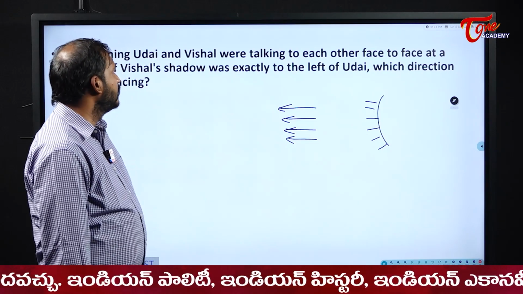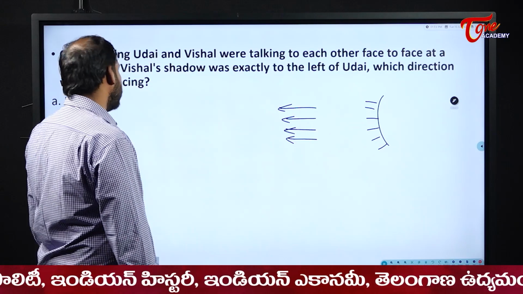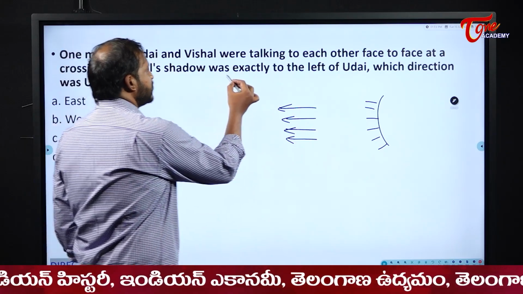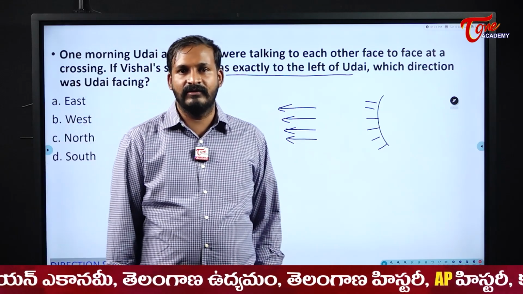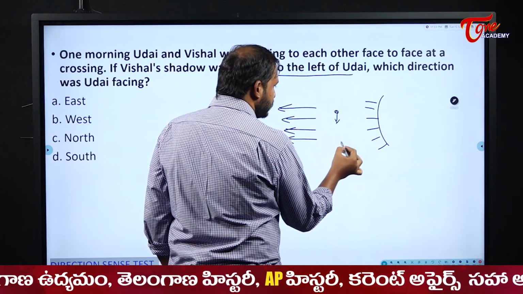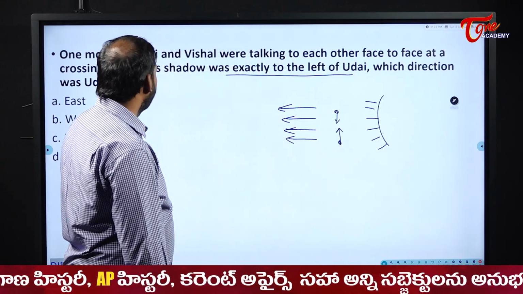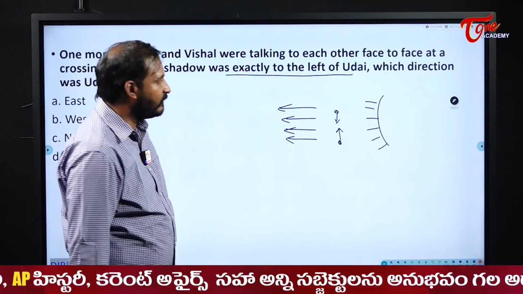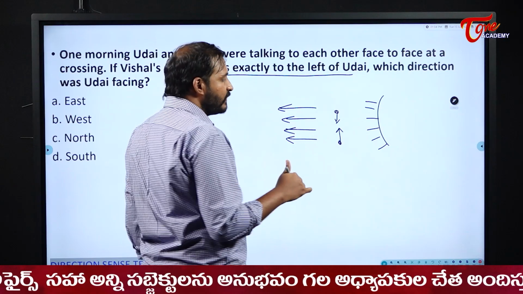Next. Uday and Vishal were talking to each other face to face at a crossing. If Vishal's shadow was exactly to the left of Uday, see, right and left means definitely they will face north and south. So one person is facing this direction, one person is facing this direction. If Vishal's shadow was exactly to the left of Uday, now this shadow should be left of Uday. Now tell me where I should place Uday.